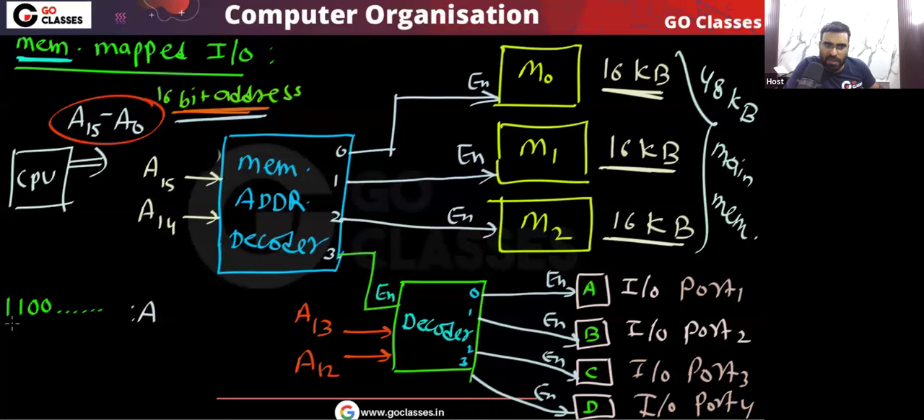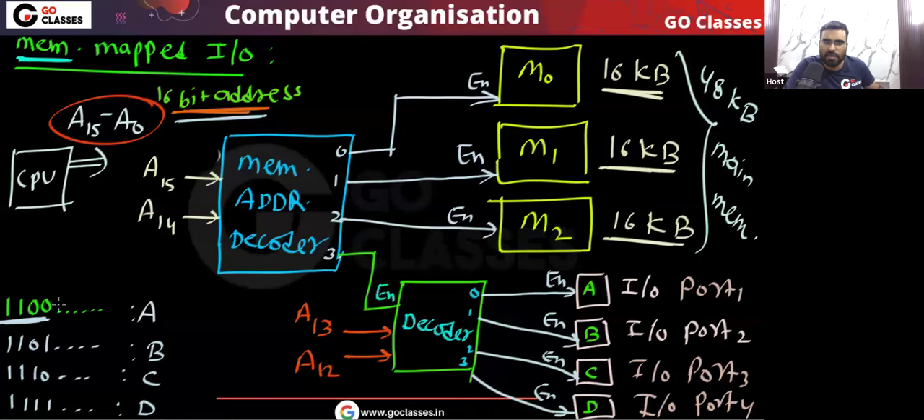Remember, if the MSB 4 bits are 1100, then the CPU is accessing device number A. This IO device the CPU is accessing. Similarly, if the CPU wants to communicate with IO device B, then the CPU will generate this address. If the CPU generates this type of address, then IO device C. And if the CPU is generating this address, then IO device D. Is this clear? Let me know.